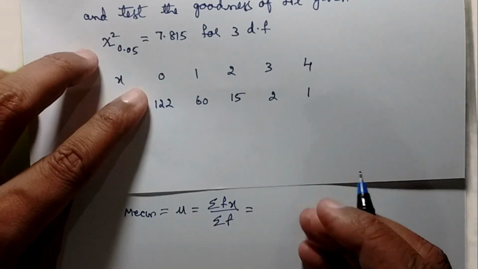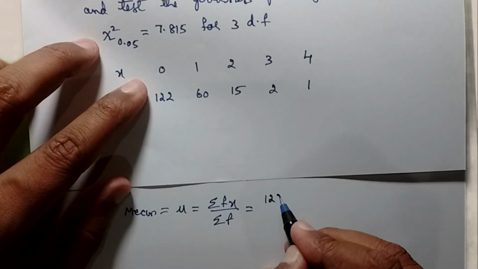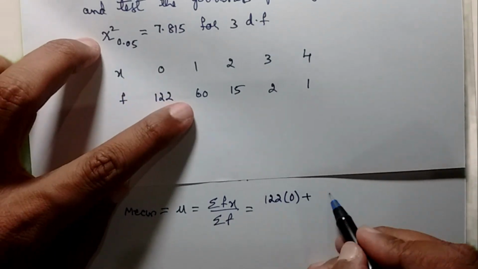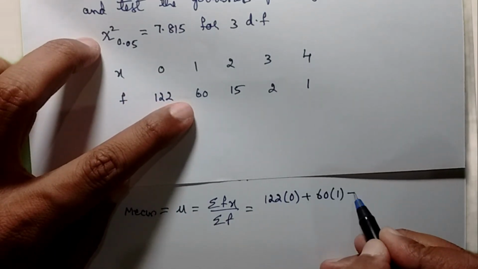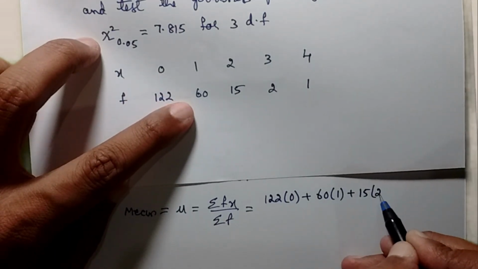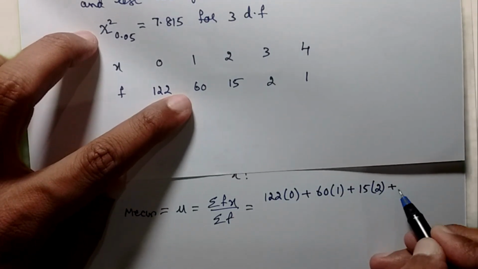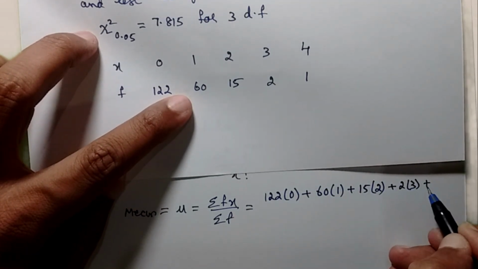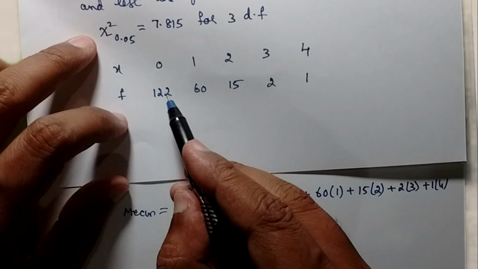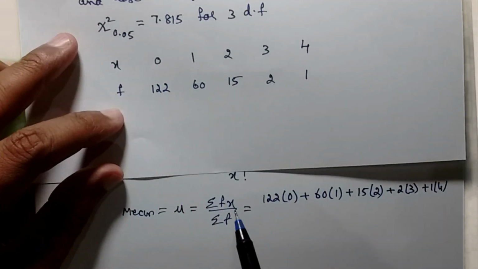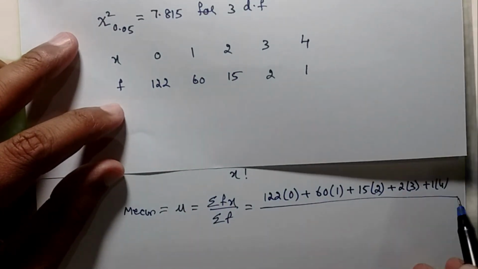So for f into x, you just write down the first value: 122 into 0 will be 0 itself. Next value you have 60 into 1. Next 15 into 2. Next 2 into 3 plus 1 into 4. I just multiplied f and x. So you have the summation of fx divided by the summation of f.